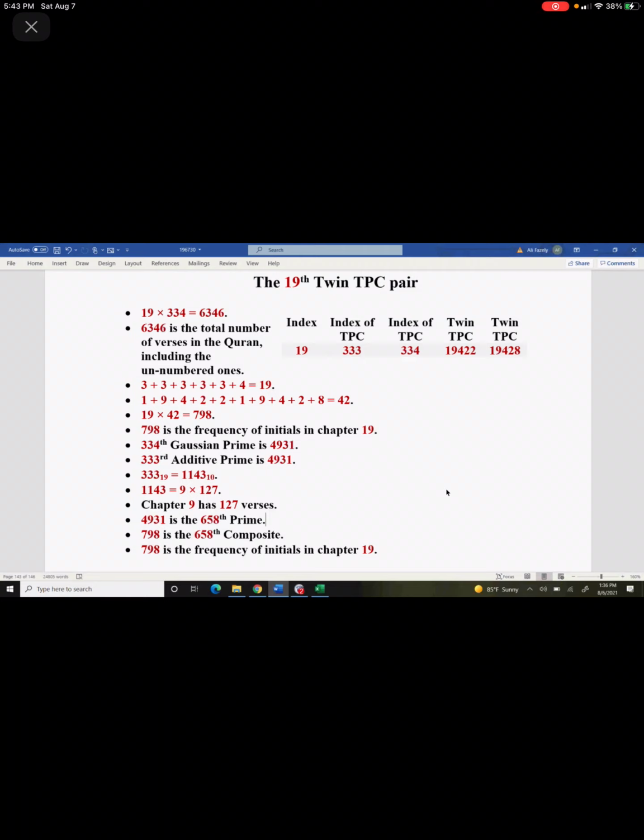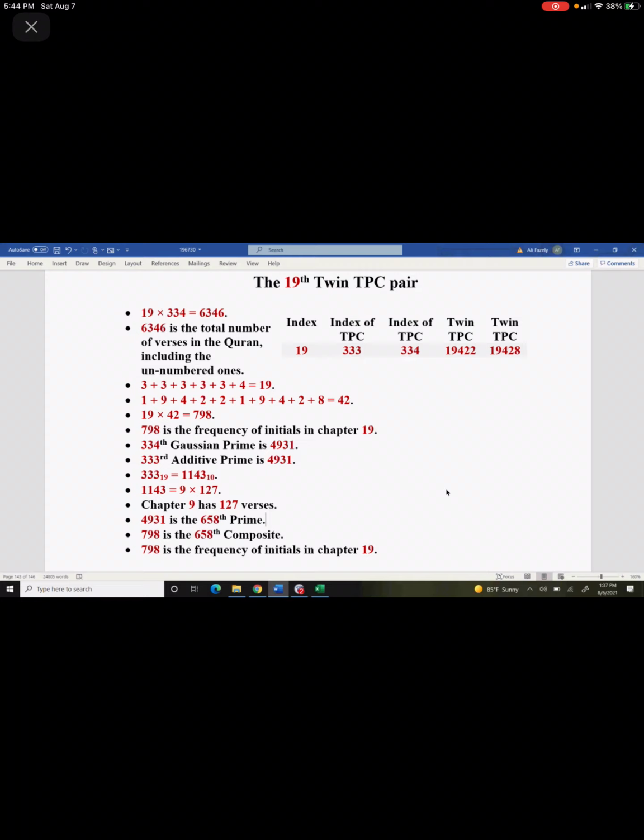Now, 3 plus 3 plus 3 plus 3 plus 3 plus 4 is equal to 19. The digits of those two indices of the TPCs add up to 19. The sum of the digits of the twin TPCs, 1 plus 9 plus 4 plus 2 plus 2 plus 1 plus 9 plus 4 plus 2 plus 8, is equal to 42.